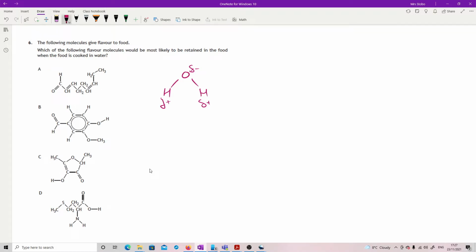And if we look at what we've got here, you've got a polar hydroxyl in this one. We've got a polar hydroxyl down here. And you've also got polarity in this one with the carboxylic acid. But in this one, you don't have any of those. So that's why that is more likely.